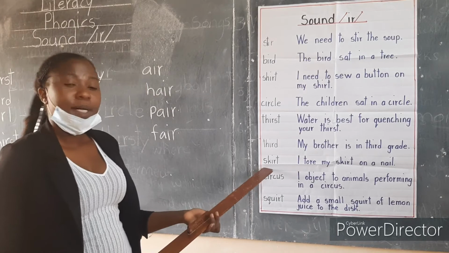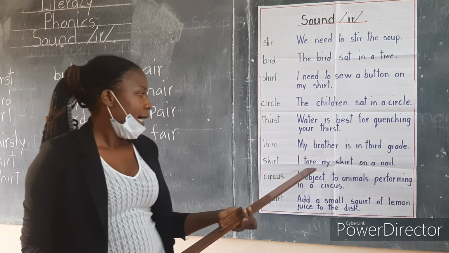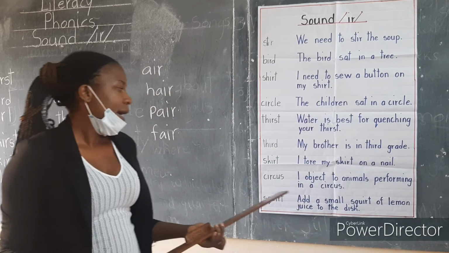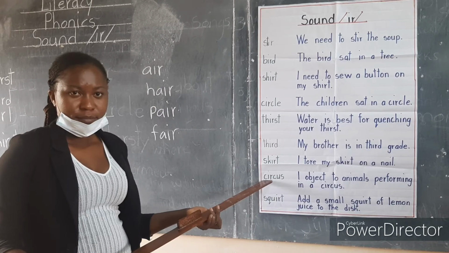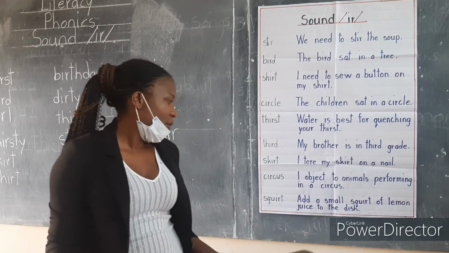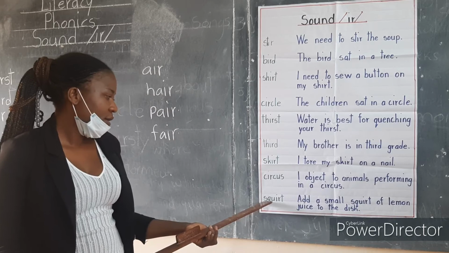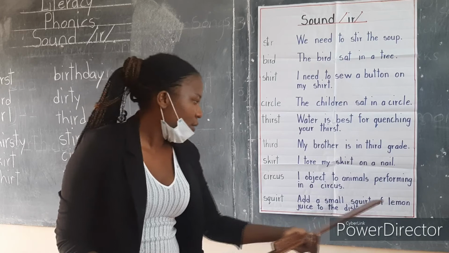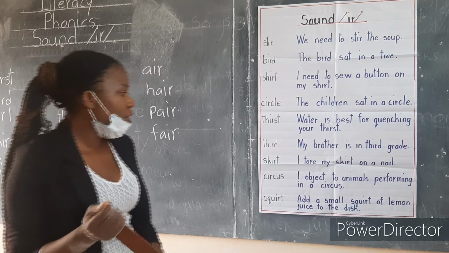This one. Very good. Skirt. I tore my skirt on a nail. This one. Very good. Circus. I object to animals performing in a circus. This one. Squint. Add a small squint of lemon juice to the dish.